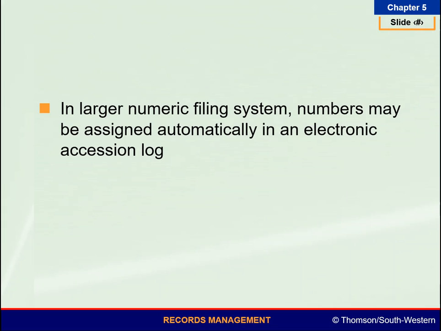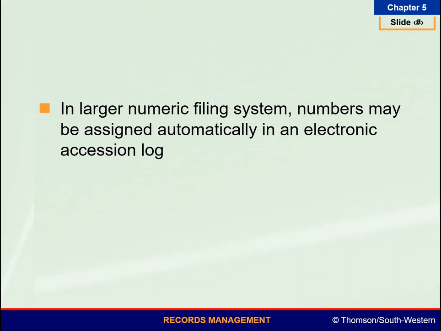However, in a larger numeric filing system, numbers may be assigned automatically in an electronic accession log. For example, when you go to the clinic, sometimes you will give the clinic your last 4-digit identification number, right? And then if the clinic has the automatic system or the computer system, they can retrieve the last 4-digit number to identify your registration number in that clinic.